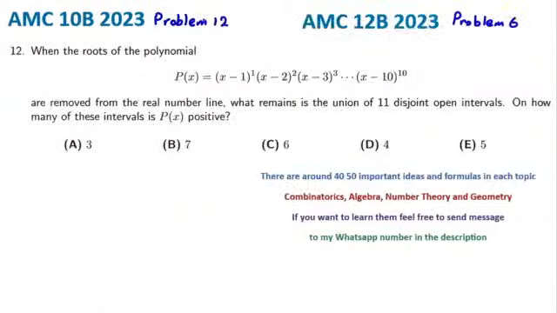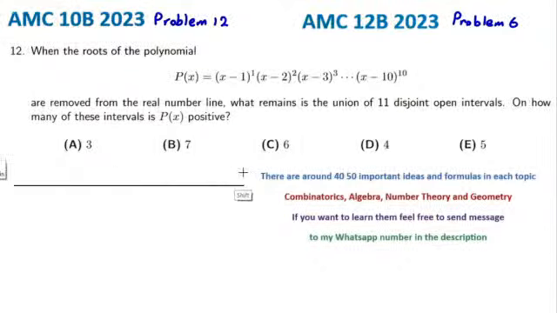AMC 10B 2023 problem 12 and AMC 12B 2023 problem 6. When the roots of the polynomial P(x) = (x-1)^1 (x-2)^2 (x-3)^3 ... (x-10)^10 are removed from the real number line, what remains is the union of 11 disjoint open intervals. On how many of these intervals is P(x) positive?